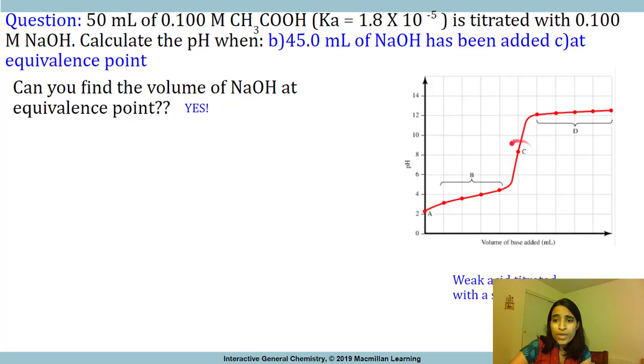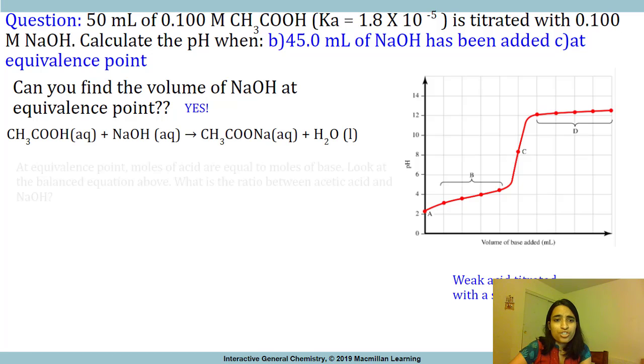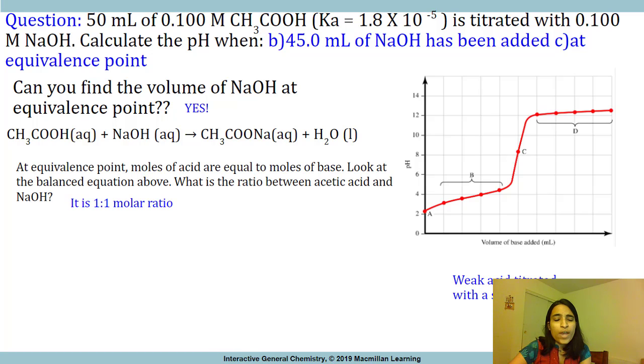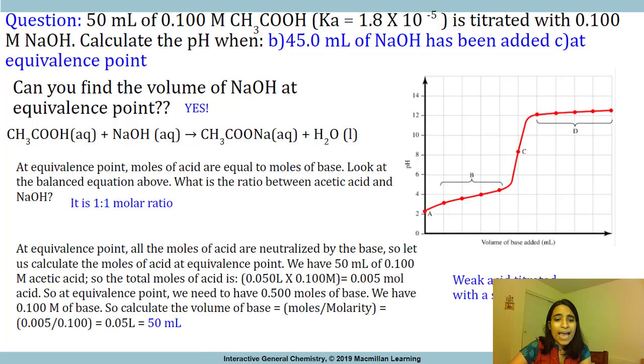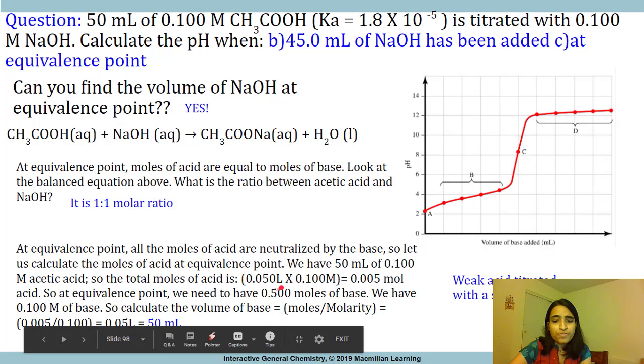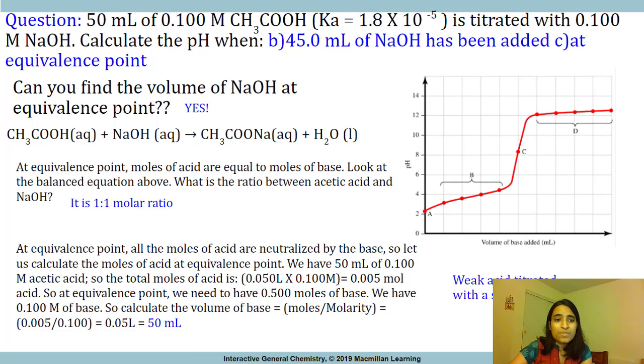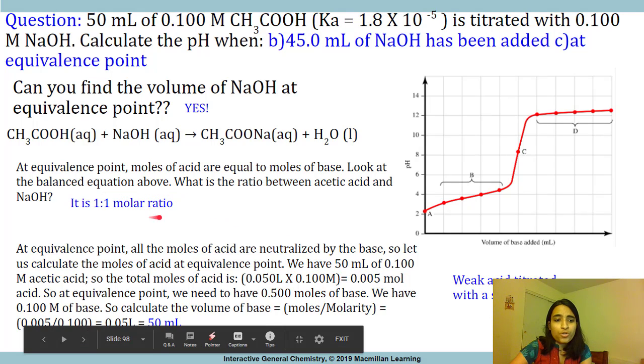At the equivalence point, the moles of the acid is equal to the moles of the base. For the base, we are given the molarity, and we know that the molar ratio between the acid and the base is 1 to 1. So this is the equation that we have. We can go ahead and find the moles of the acid, where we multiply the volume of the acid by the molarity to get 0.0005 moles of acid, and that is the moles of the base also in this case, because as we said, it's a 1 to 1 molar ratio.